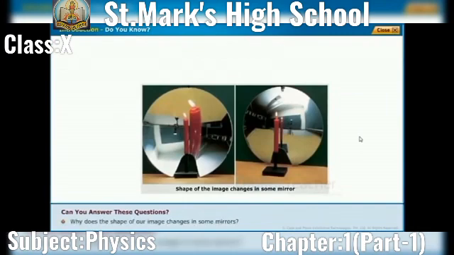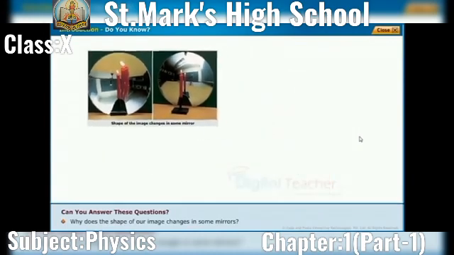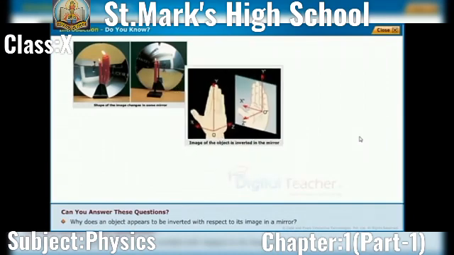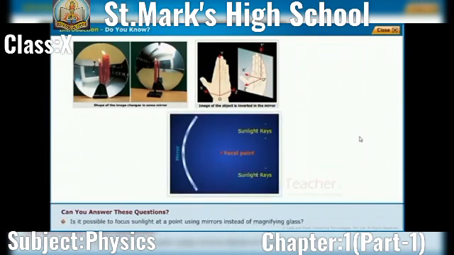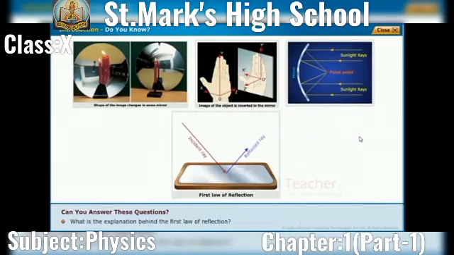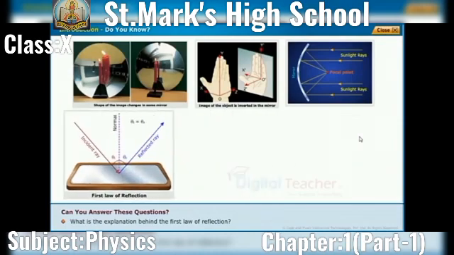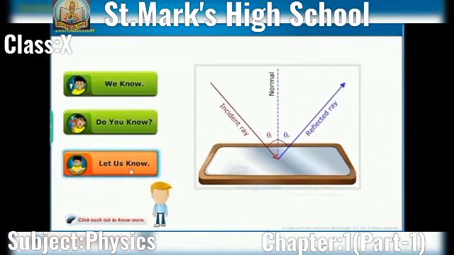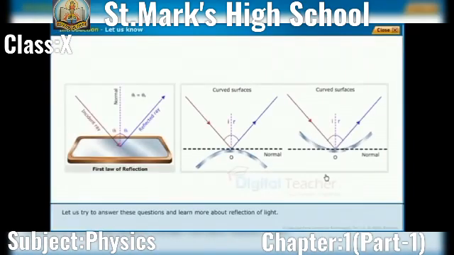Why does the shape of our image change in some mirrors? Why does an object appear to be inverted with respect to its image in a mirror? Is it possible to focus sunlight at a point using mirrors instead of a magnifying glass? What is the explanation behind the first law of reflection? Does the first law of reflection hold good for curved surfaces too? Let us try to answer these questions and learn more about the reflection of light.